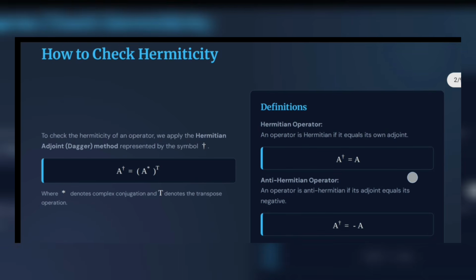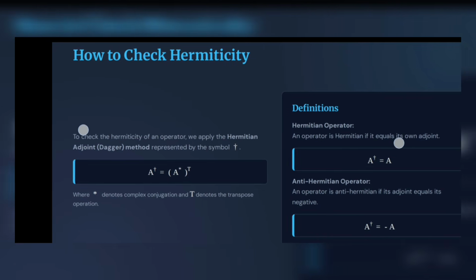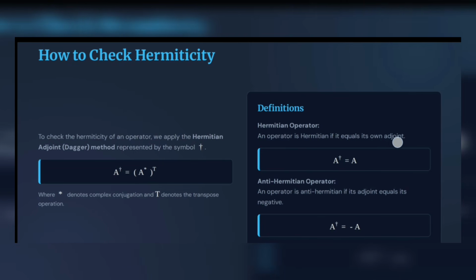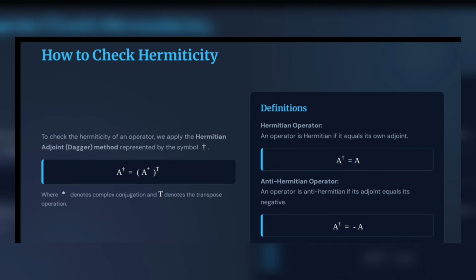An operator is Hermitian if it is equal to its own adjoint: A dagger equals A. An operator is anti-Hermitian if its adjoint equals its negative: A dagger equals minus A.